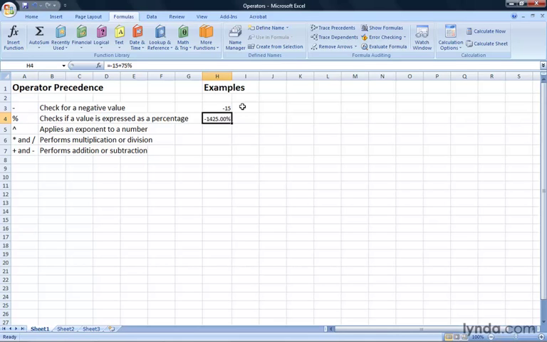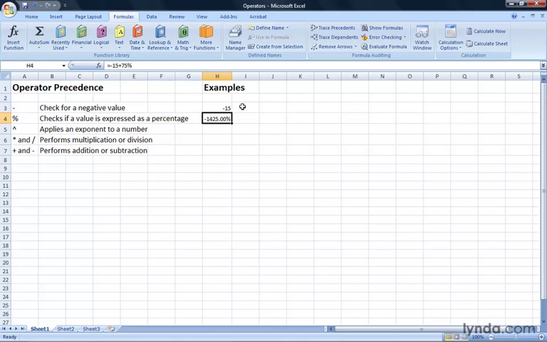However, when you add, subtract, multiply, or divide a number by a percentage, Excel expresses the result as a percentage. So negative 14.25 is actually negative 1,425%, because again, you're multiplying the value by 100. After verifying whether a value is negative or whether it's expressed as a percentage, Excel starts with the other operations.